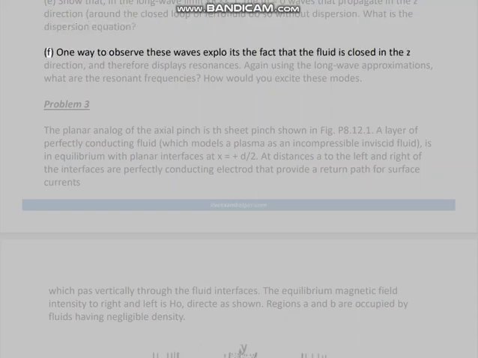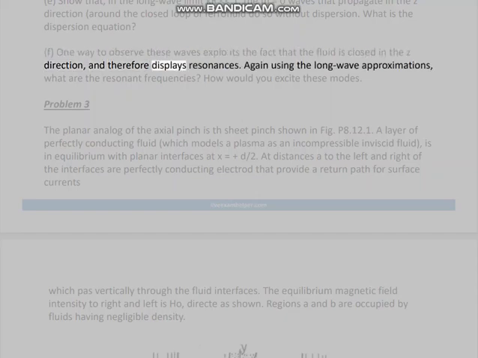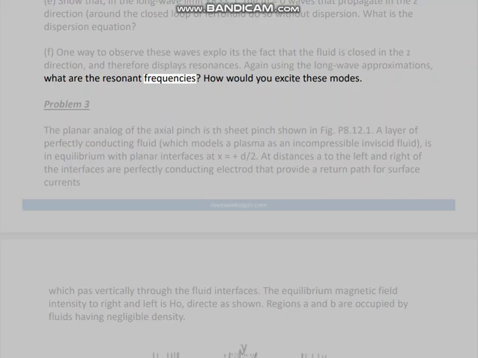F. One way to observe these waves exploits the fact that the fluid is closed in the z direction, and therefore displays resonances. Again, using the long-wave approximations, what are the resonant frequencies? How would you excite these modes? Problem 3.